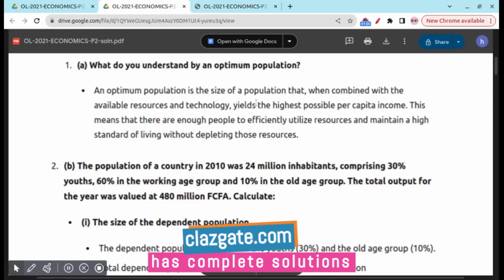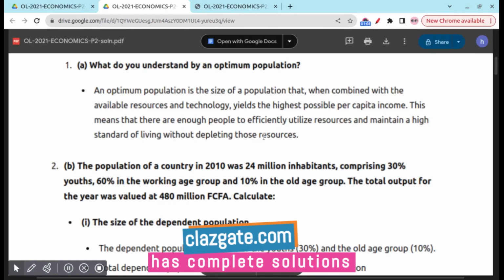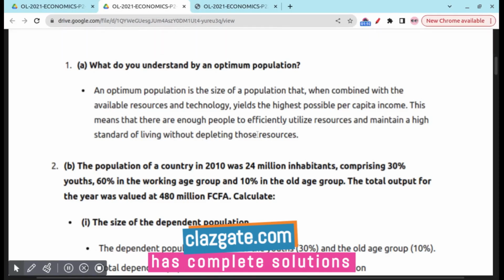So this can give us 2 marks. You just have to add that. This means that there are enough people to efficiently utilize resources and maintain a high standard of living without depleting those resources. Good, we have our 4 marks.